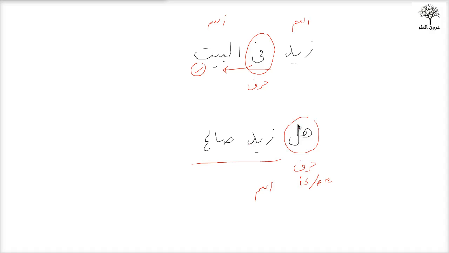There is no such thing. So it's as though the harf at the beginning of the sentence is non-existent when it comes to calling it jumla ismiya or jumla fi'liya. So Zayd is an ism, so the sentence is an ism-based sentence.